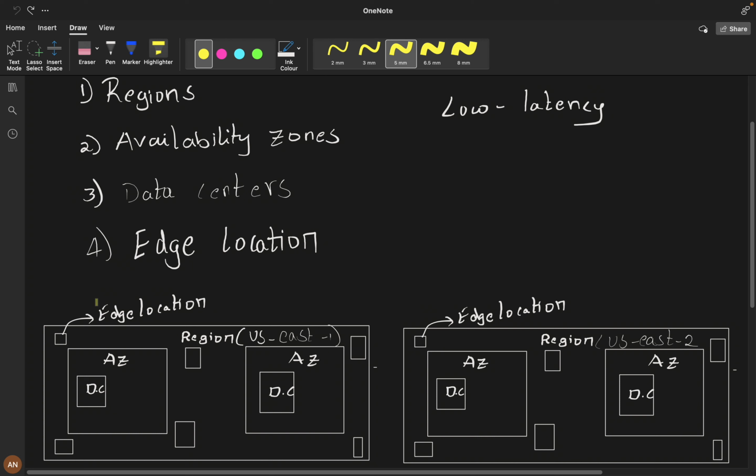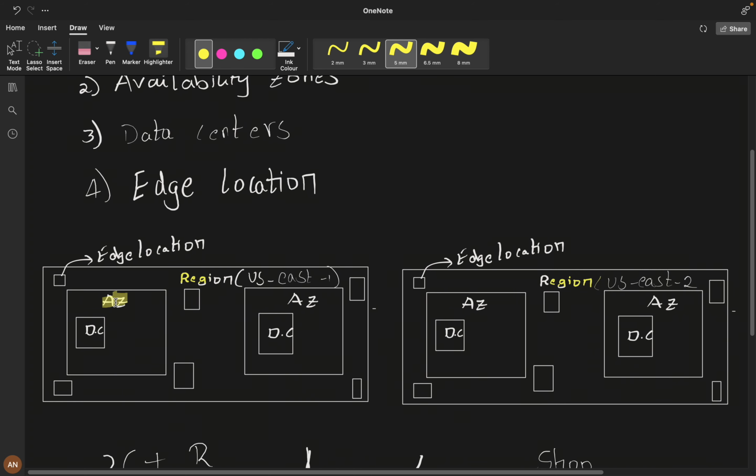This is a region, and inside it we have availability zones. In each availability zone there is a data center. There can be one or more data centers where we store the data and compute the data. Everything can be done in the data centers. If one availability zone goes down, it will process in another availability zone. This is about availability zones and the data centers.